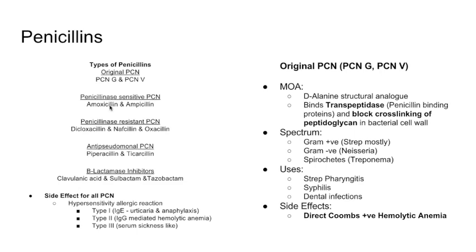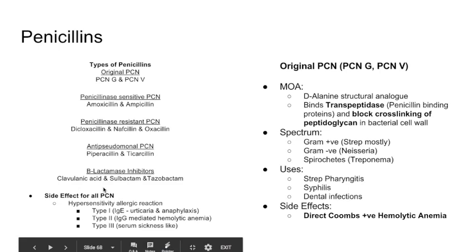So amoxicillin and ampicillin. And the third generation is penicillinase resistant penicillin. So dicloxacillin, nafcillin, and oxacillin. And then there is the fourth generation, which covers Pseudomonas. So these are anti-Pseudomonal penicillins. So piperacillin and ticarcillin. And lastly, there is the beta-lactamase inhibitor. So clavulanic acid, sulbactam, and tazobactam. So these are the types of penicillin.